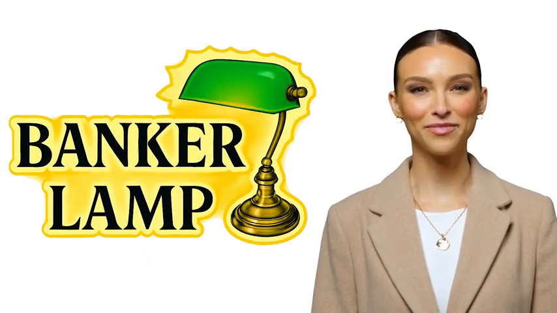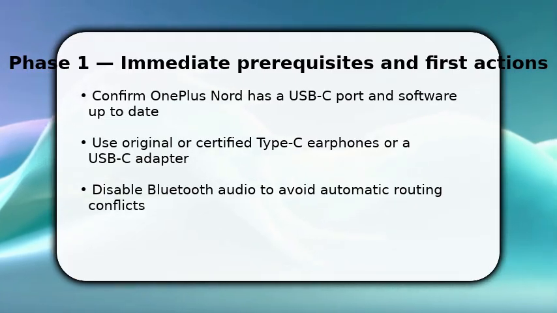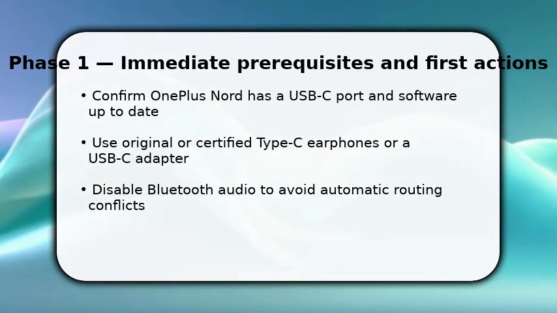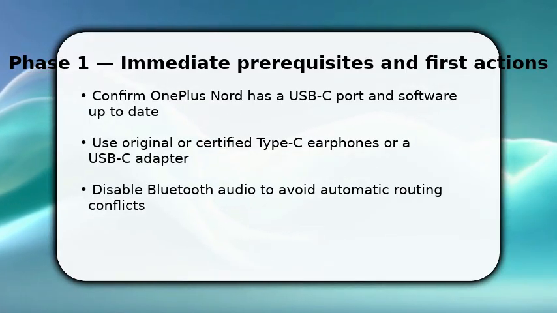Please enjoy the video. You start by checking prerequisites. Make sure your OnePlus Nord is charged and updated, and you have genuine USB-C earphones or a certified adapter. Plug the earphones firmly into the phone's USB-C port. You should feel a click.